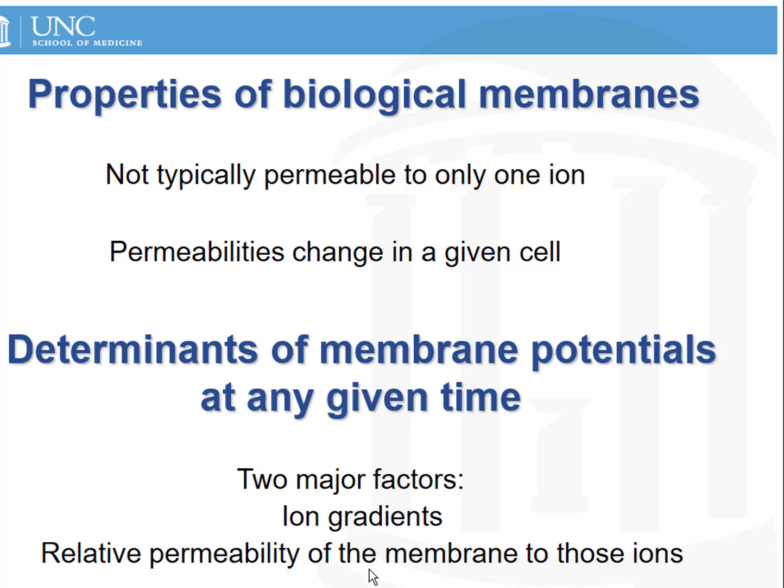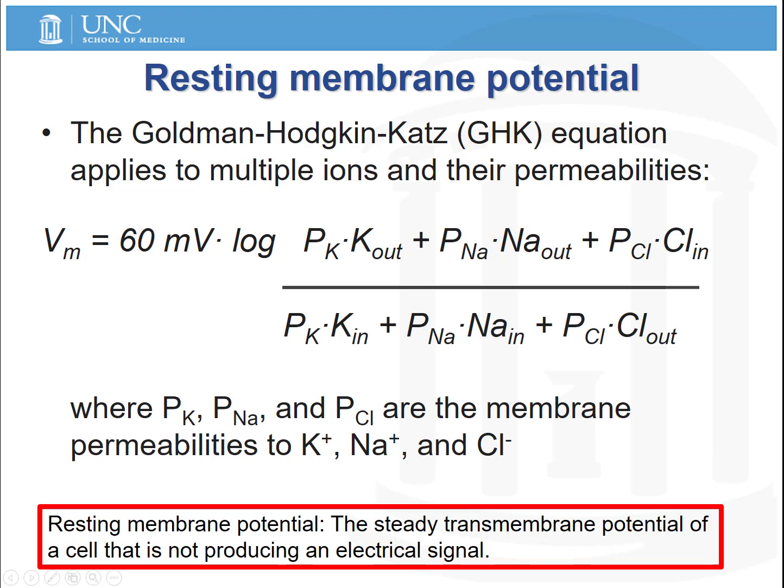So if the membrane is permeable to more than one ion, then the ions that are more permeable will contribute more to the membrane potential than those that are less permeable. So the way we're able to calculate this membrane potential when the membrane is permeable to more than one ion is by using this Goldman-Hodgkin-Katz or GHK equation. So here we're taking into account multiple ions and their concentration gradients as well as their relative permeabilities to calculate this resting membrane potential, which is really just the steady membrane potential in the cell at rest when it's not producing an electrical signal.